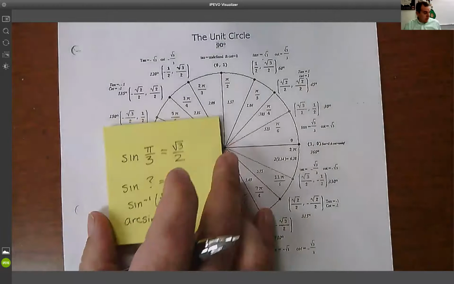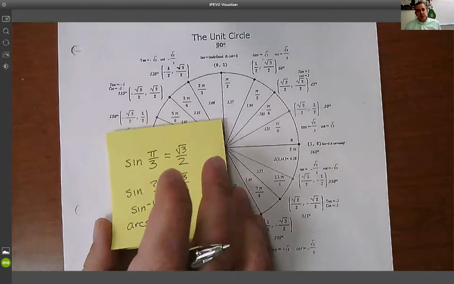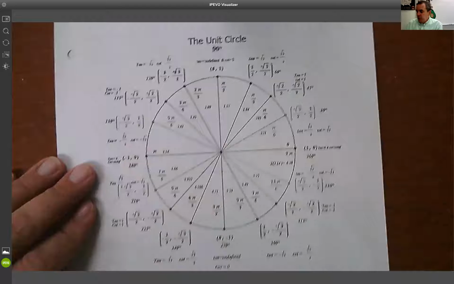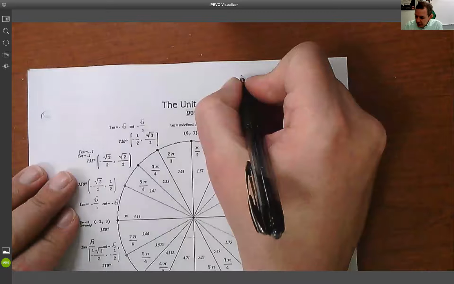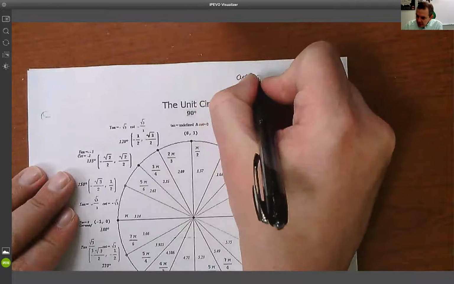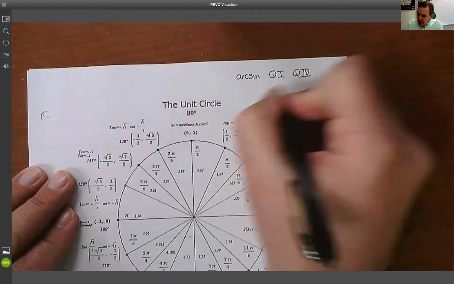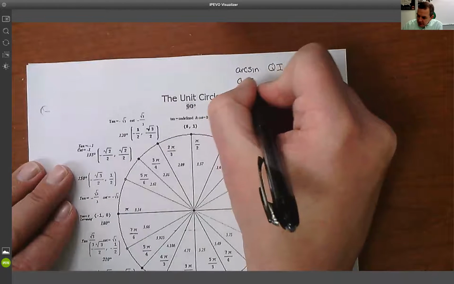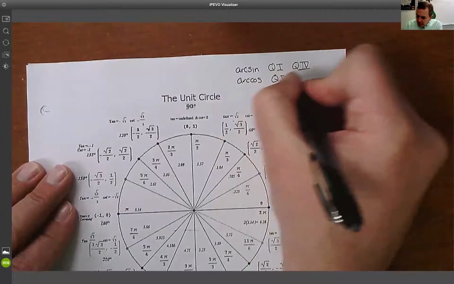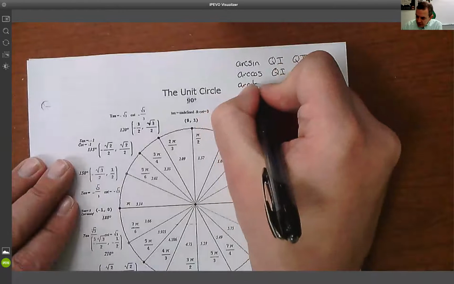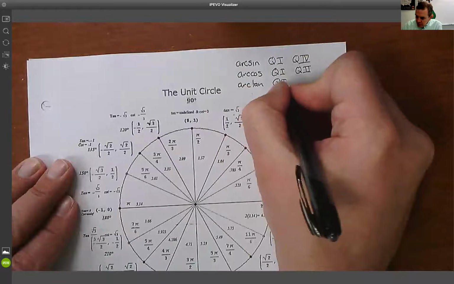Now, here's the deal. When we do the arc sine, we have to restrict our range. What I mean is when we take the inverse of a function, specifically with the trig functions, we have to restrict where we can do it. The rules are as follows. For arc sine, we're going to look in quadrants 1 and 4. For arc cosine, we look in quadrants 1 and 2. For tangent, we look in quadrants 1 and 4.